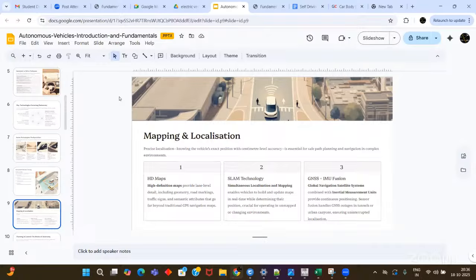So, mapping and localization. Precise localization, knowing the vehicle's exact position with centimeter level accuracy, is essential for safe path planning and navigation in complex environments. Okay, so that is true. That centimeter level accuracy is very much needed, right?